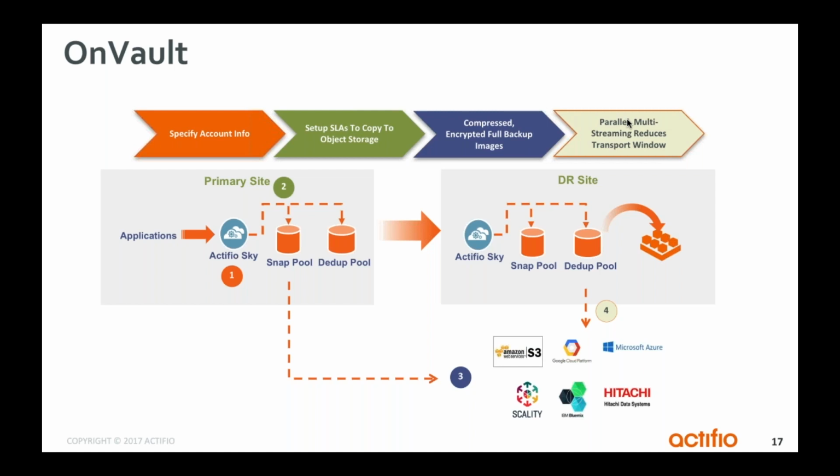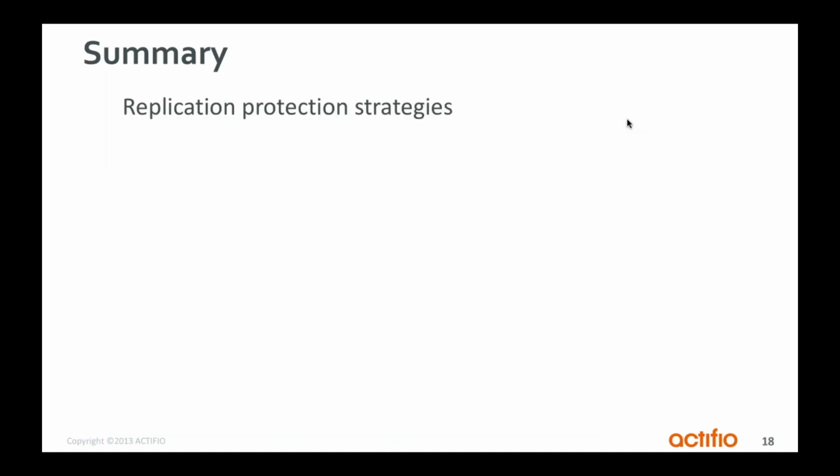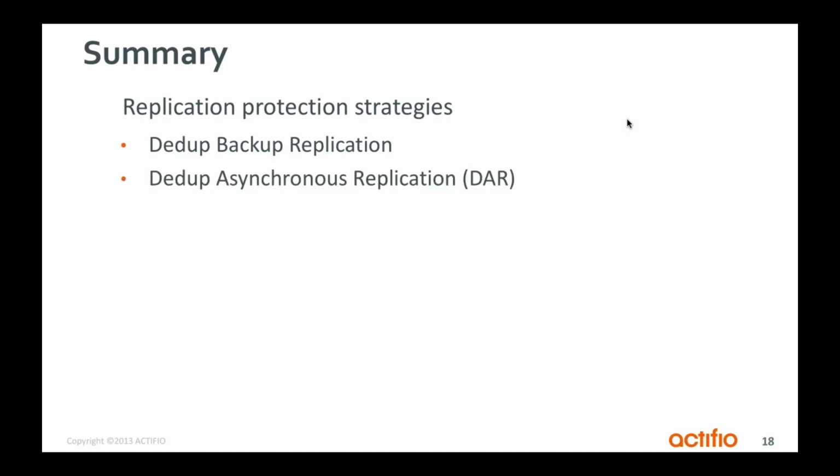All right, Paul, that was quite a bit to take in. So basically, what this is going to break down to is we have 4 different types of replication. We have dedup backup. Now, this is where the information is deduplicated and stored in the dedup pool at the remote site. Next, we've got dedup async replication, or DAR.